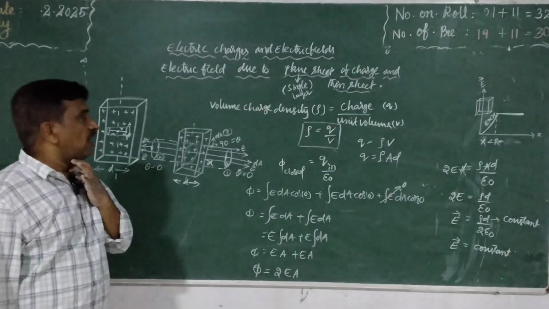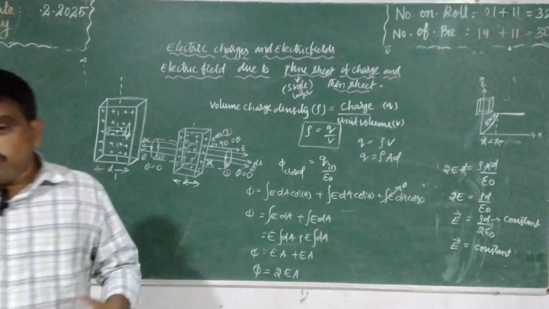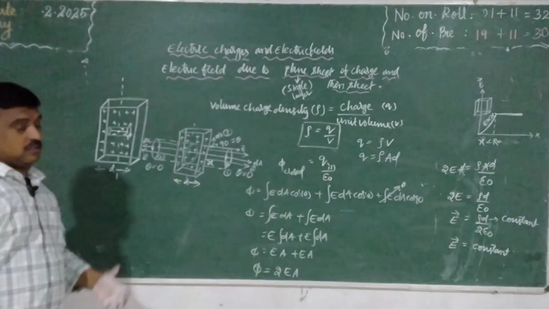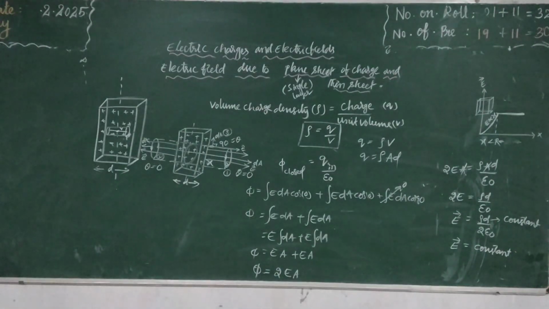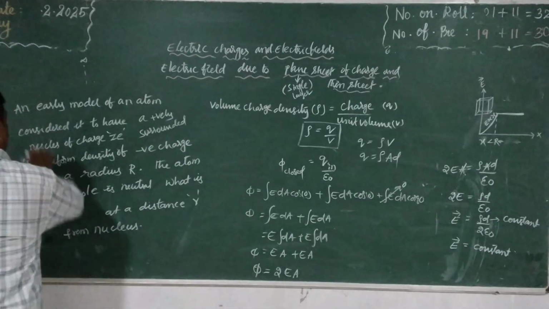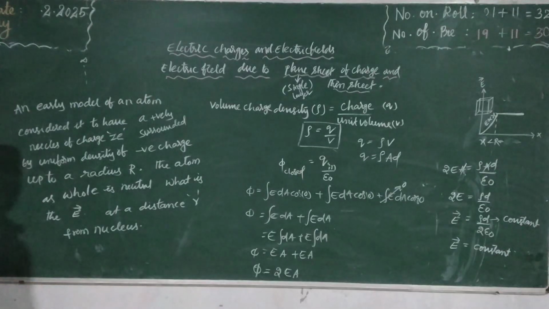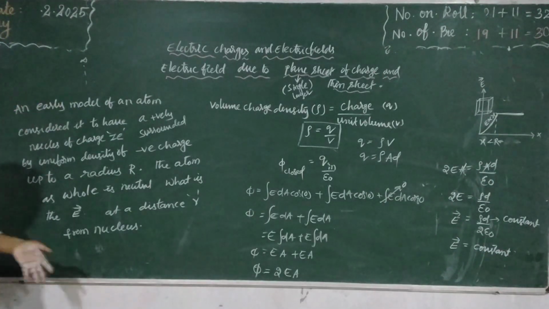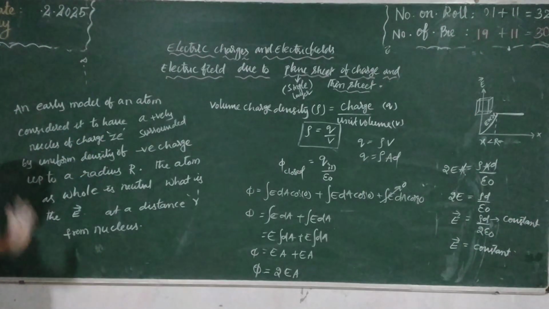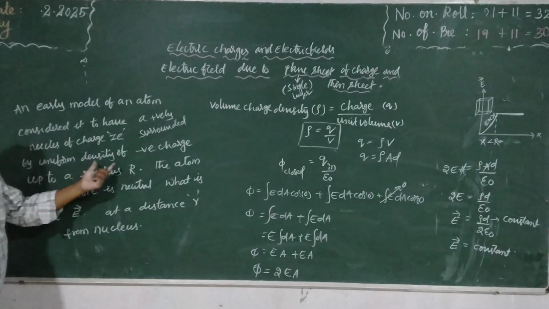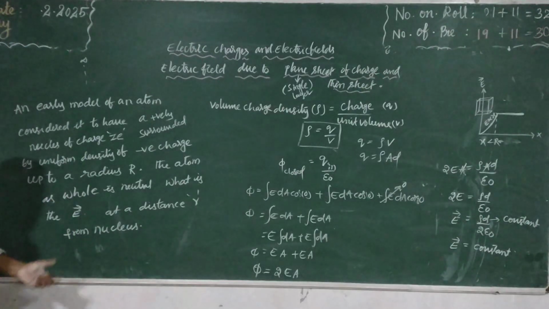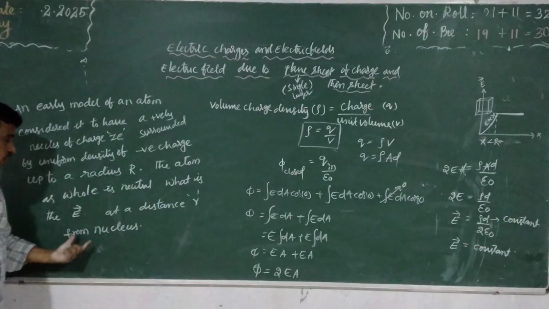Next we discuss the electric field due to a uniform charge distribution in the early model of an atom. The early model of an atom considered a positively charged nucleus of charge Ze, surrounded by a uniform density of negative charge up to a radius R. The atom as a whole is neutral. What is the electric field at a distance r from the nucleus?